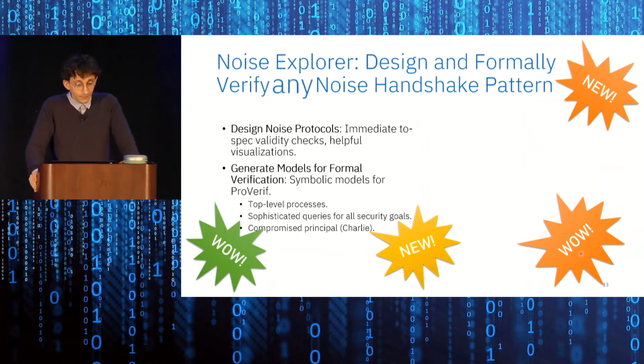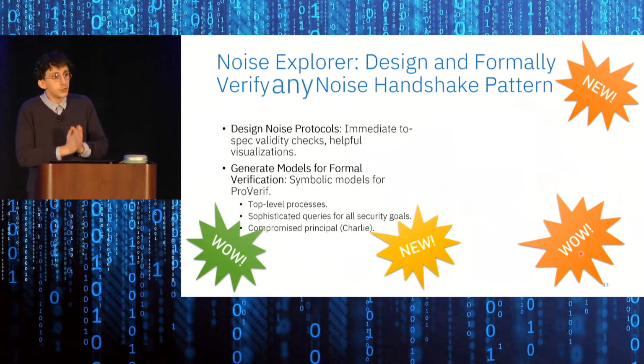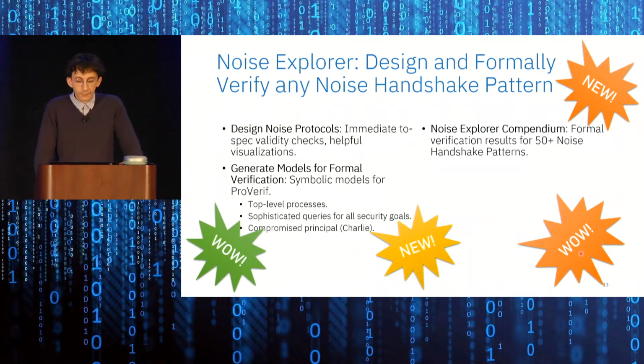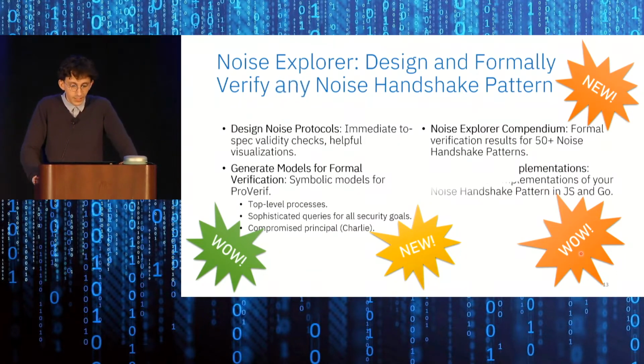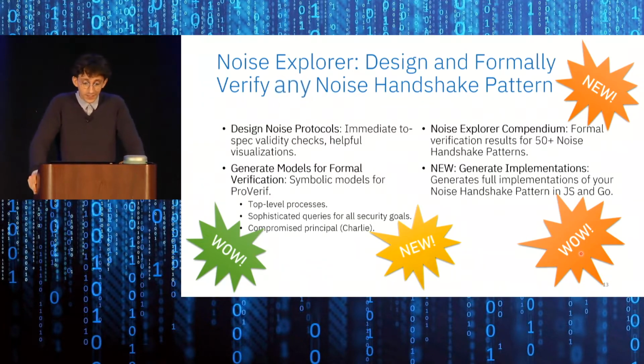And these are run with top-level processes with the security goals already generated, and also in a very ambitious model that includes a compromise principle, right? I'll get to what that means in a bit. And because some of these models take a very long time, you have a Noise Explorer compendium. So I've already run a lot of these models, and there's a compendium that shows you the results for the models that were run.